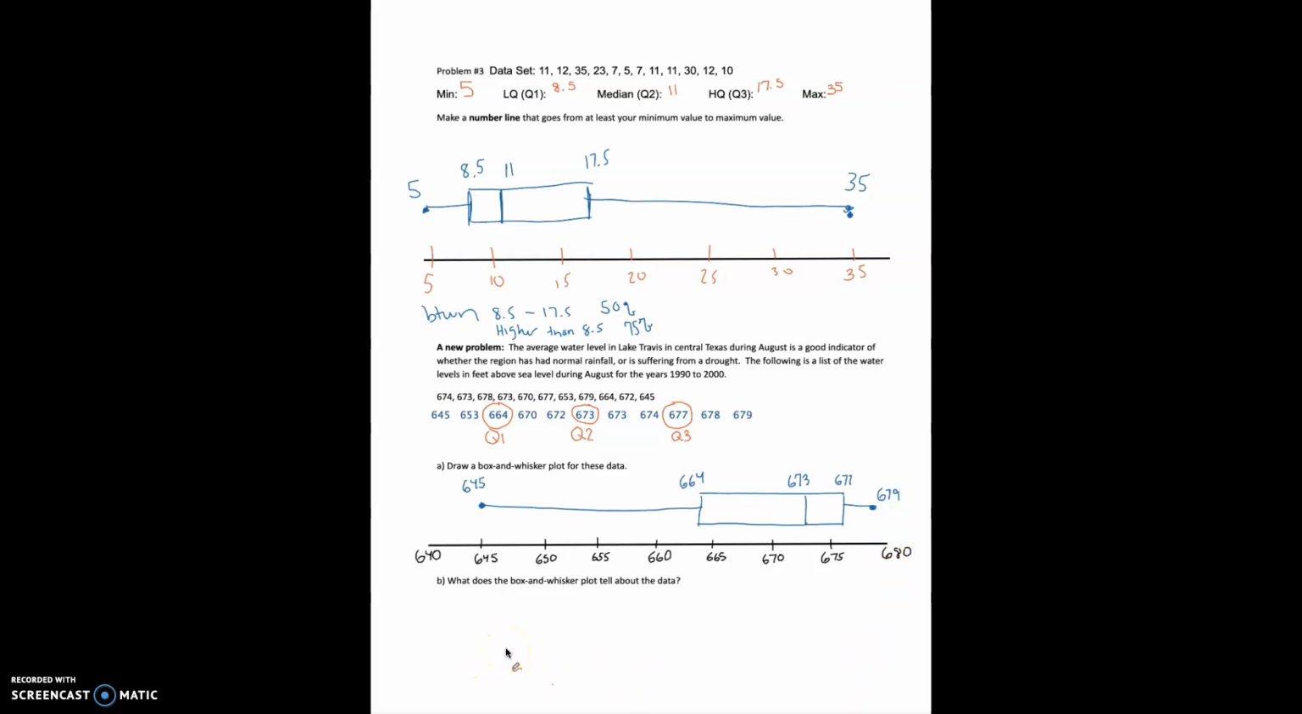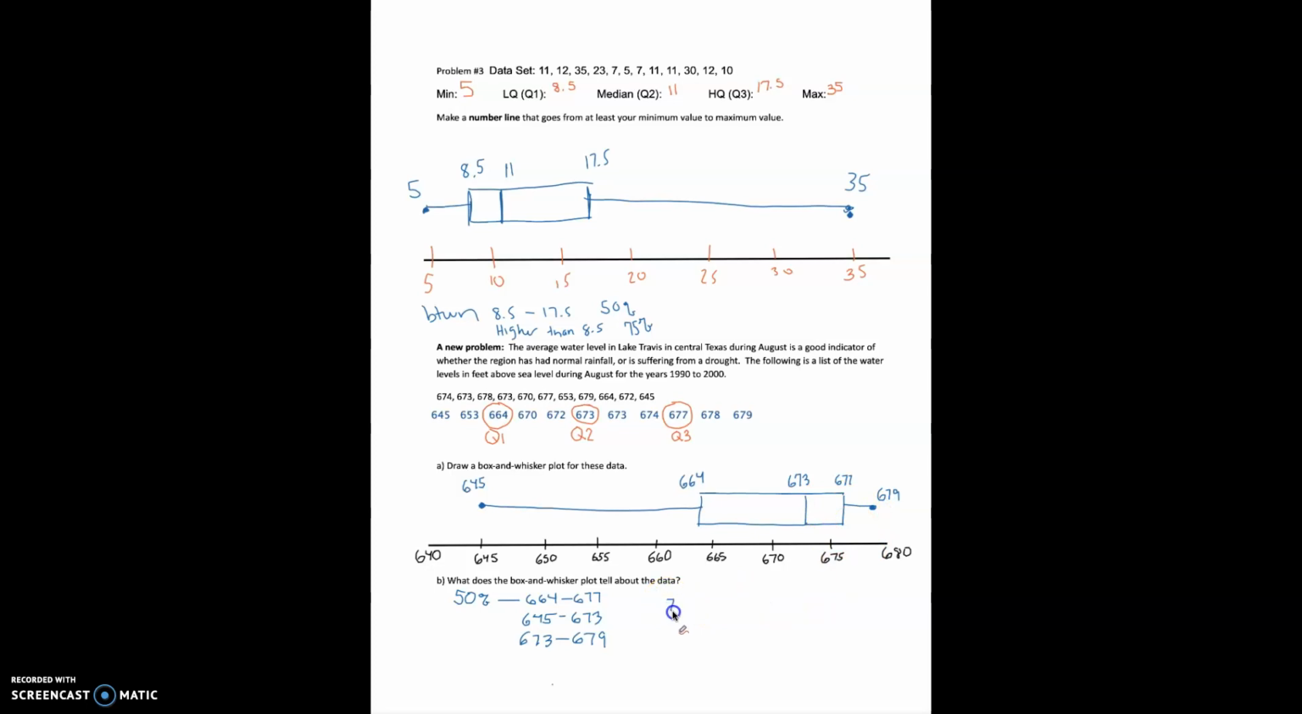So what does it tell us about the data? We could say a lot of different things. We could say that 50% of it is between 664 to 677. You could say 50% from 645 to 673. You could say 50% from 673 to 679. You could say that between 25% for this region, this region, this region here, or this region.